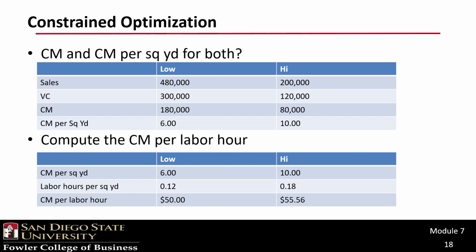Okay, so on a per labor hour basis, low is $6 of contribution per square yard. The labor hours per square yard are 0.12. So that means the contribution margin per labor hour is $50. For the high-priced carpet, contribution margin per square yard is 10. The labor hours per square yard were 0.18, which means my contribution per labor hour is $55.56. Okay, so now we know how much contribution margin we're getting out of each labor hour.